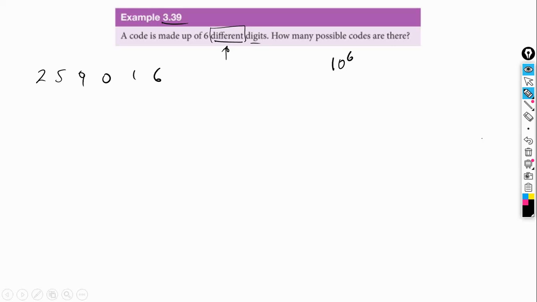Now notice that we could also do this manually if we said, well, I would have 10 different digits that are possible for the first position, and then 9, and then 8, and then 7, and then 6, and then 5, and then multiply this and I would get the same answer. But this is the same as a permutation, like I said. So we would have 10 digits to choose from for 6 positions, and this is going to equal 151,200 different codes.